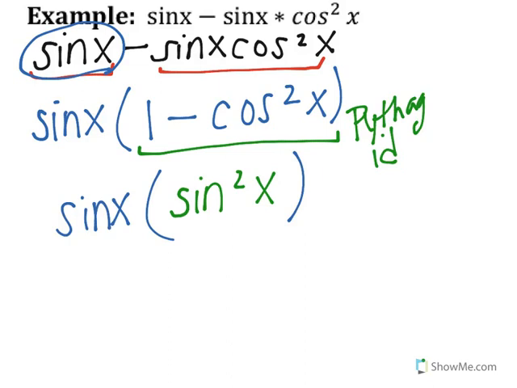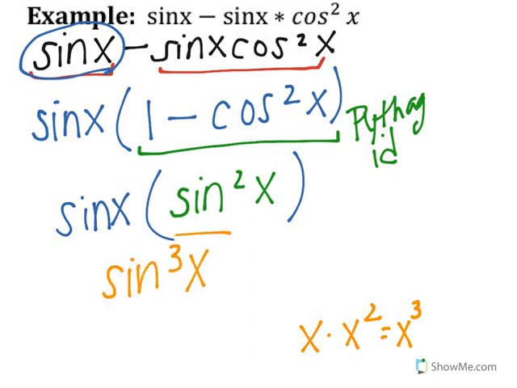And let's take a step back for a second. If I asked you to simplify x times x squared, you would just tell me that that is x cubed. Sines, cosines, and tangents work the same way. Sine times sine squared is just sine cubed of x.